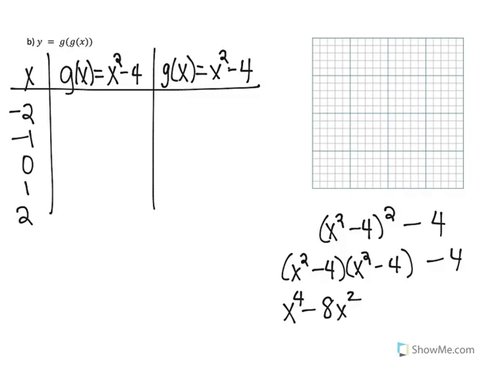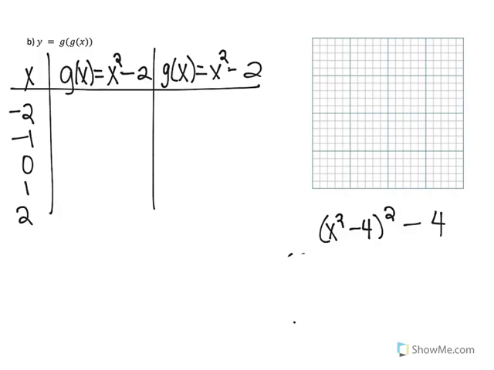And then we're going to have plus 16 minus 4, so it's x squared minus 8x squared. Okay, let's try that again. I'm sorry, I can't go back and fix it. I have to just keep going because we're already 11 minutes into this video. Okay, let's try it again with 2's.